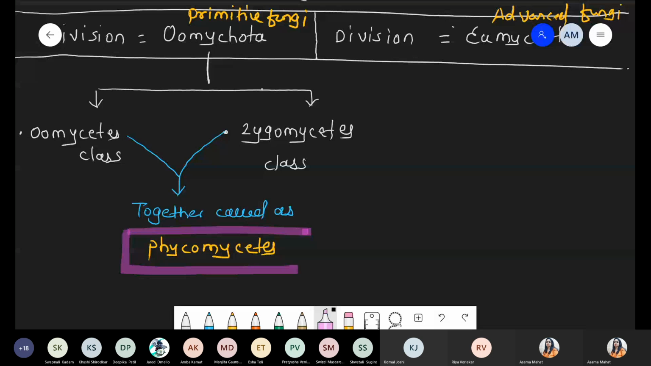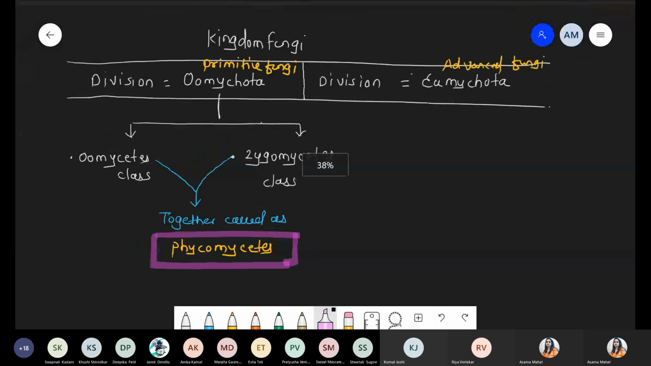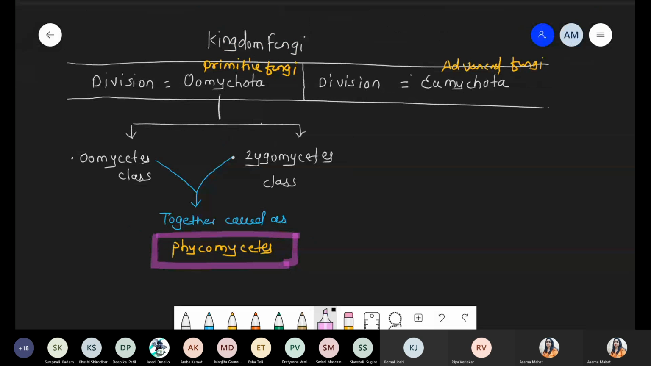In the options, Oomycetes or Zygomycetes is not mentioned like that. Sometimes they give the word Phycomycetes. And what is the meaning of Phycomycetes? It means that we are talking about primitive fungi, that is Oomycetes, either Oomycetes or Zygomycetes. But if you want to represent commonly Oomycetes class and the Zygomycetes class, simply these are called as the Phycomycetes. Got it? So two types of these: number one that is Oomycetes class, and the other one that is Zygomycetes class, and collectively together these are called as the Phycomycetes.